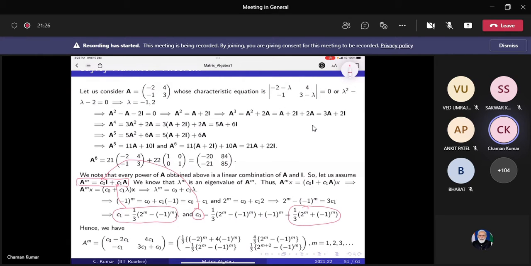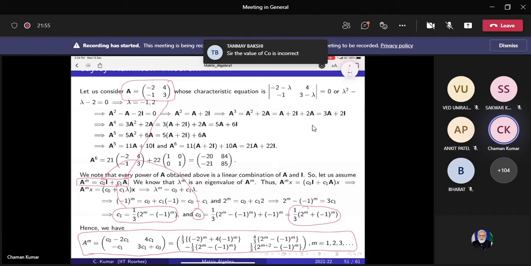And then you substitute the value of A. Value of A is this one. Substitute here, and the identity matrix, in this case, is 1 0 0 1. Okay, and then do this simple addition of two matrices. You will get A raised to m as this, and this will hold for any m equal to 1, 2, 3, and so on.